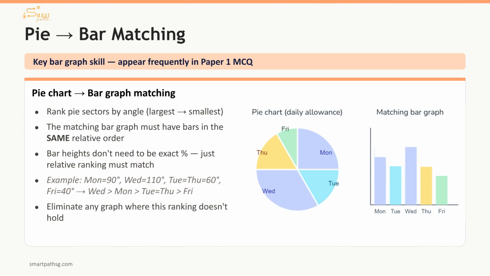A common multiple-choice question is matching data presented in a pie chart to its corresponding bar graph. This tests the core idea of relative proportions. The key is matching the rank order. Rank the pie chart sectors from largest to smallest angle, and then find the bar graph where the heights match this order. Exact calculations are usually unnecessary.